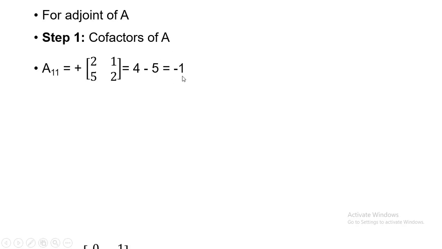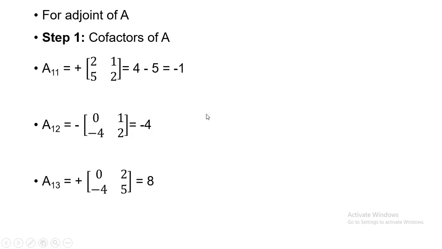Okay, now let's calculate it for A12. For A12 you need to hide the first row and second column. The remaining elements will be 0, 1, minus 4. What we have done here is that we just multiply these two elements with these two elements. The remaining I got is 4 and minus. Why minus? Because this minus sign is multiplied with this number.